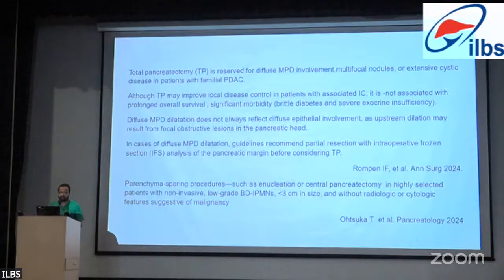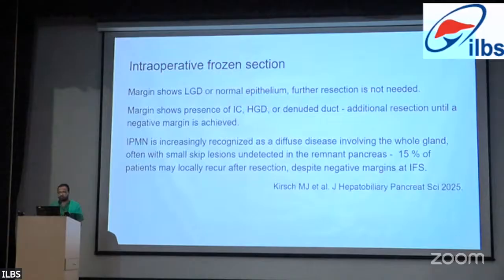Low-grade branch duct IPMNs, less than 3 centimeters in size, without any features suggestive of malignancy. In intraoperative frozen section, if the margin shows low-grade dysplasia or normal epithelium, further resection is not indicated. If the margin shows the presence of invasive carcinoma, high-grade dysplasia, or a denuded duct, additional resection is indicated until the negative margin is achieved.